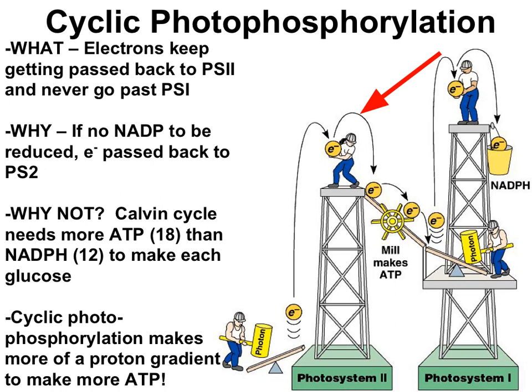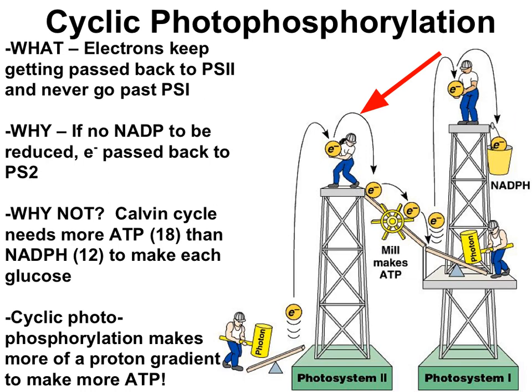Cyclic photophosphorylation, on the other hand, just makes the proton gradient to make as much ATP as possible. When electrons are re-energized by photosystem 1, the high-energy electrons are just thrown back to previous carriers involved in making the proton gradient. Cyclic photophosphorylation just makes ATP and doesn't make NADPH. Why does this happen?